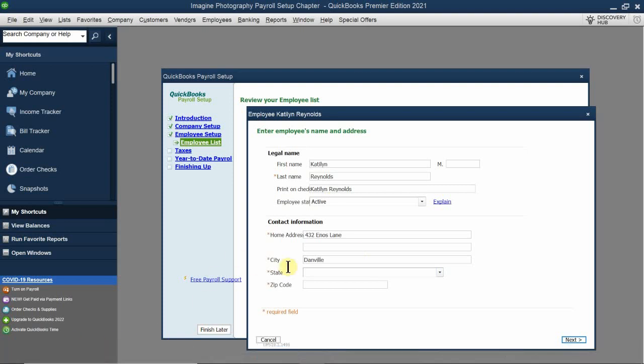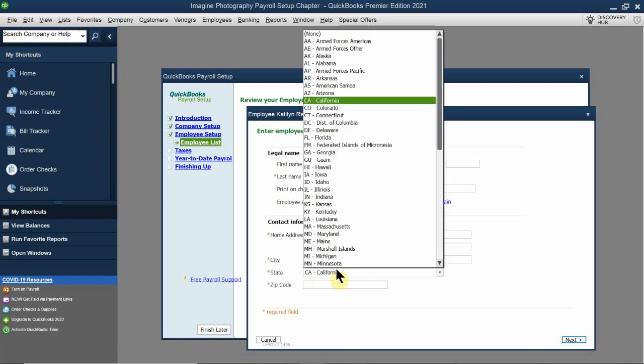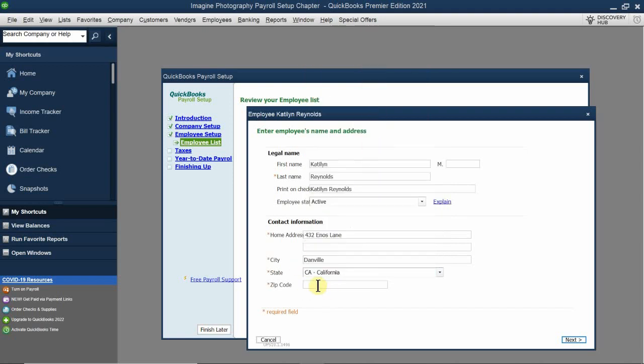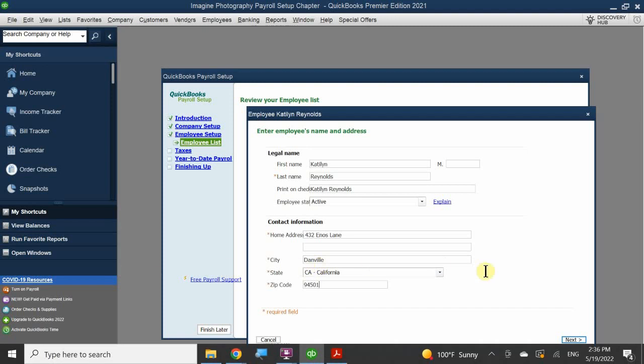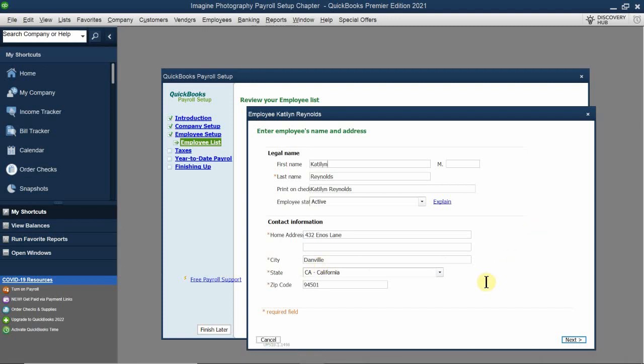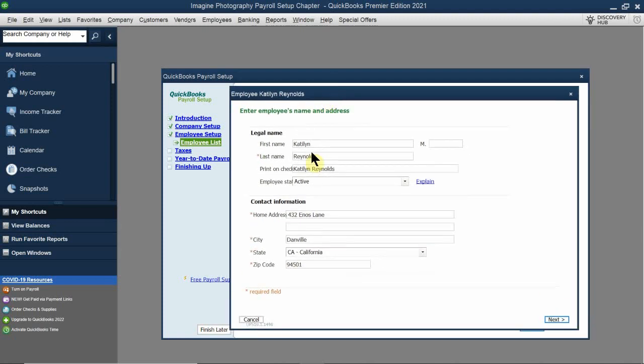State, California. So CA, California. Zip code is going to be 94501. Okay. And I can go ahead and go next. Right. So that's just that. So again, it is very important that you have an address for Katie, because if she doesn't have an address, then you might not be able to tax her properly.